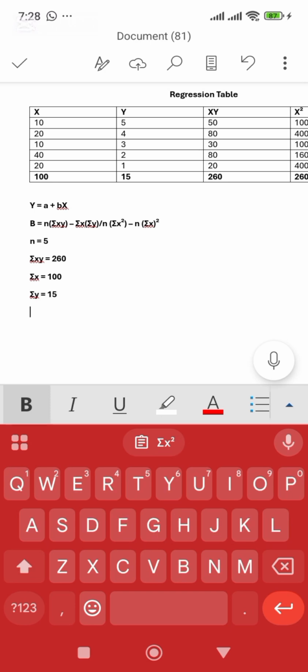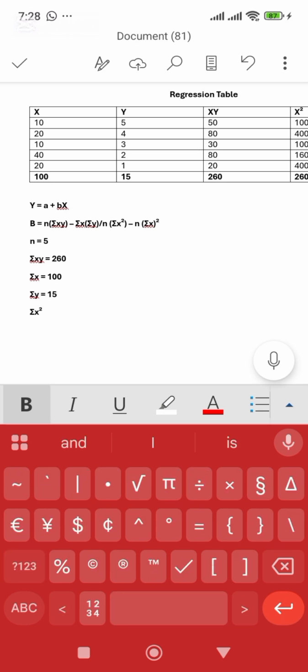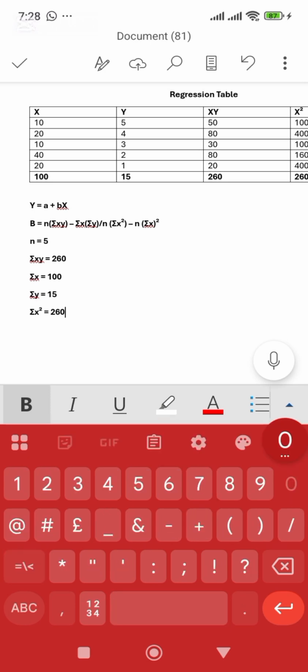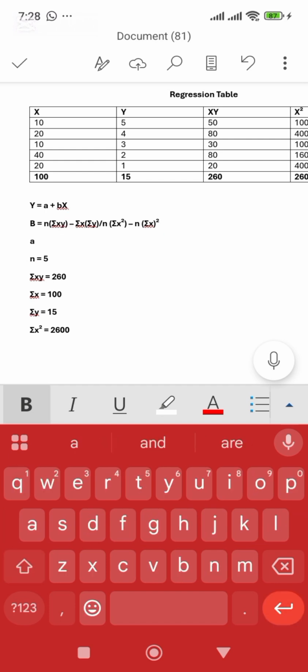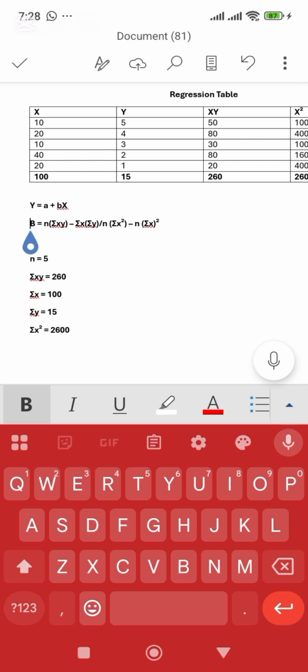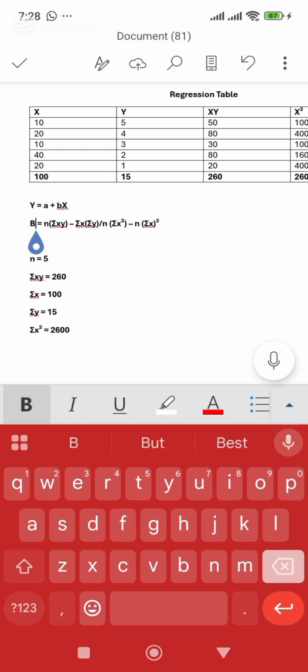Yes, okay, EX square will be 2600. I want to put for EX square now. I don't want to write, that's why I'm just copying and pasting. It's 2600. Then EY. Okay, I put in EY already. So what have I not put? I put N, EX. Okay, I think everything is complete.